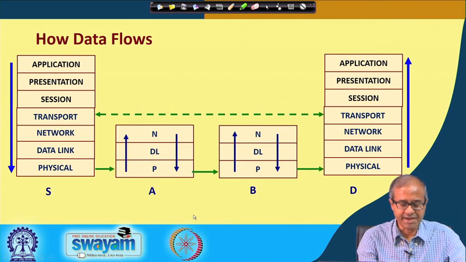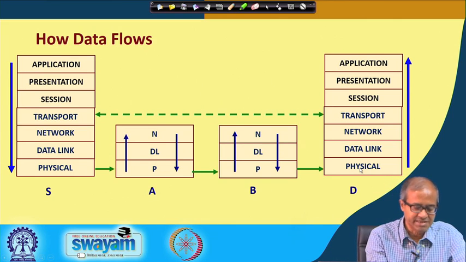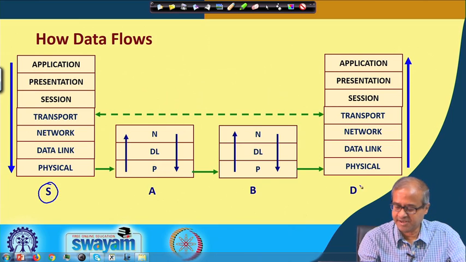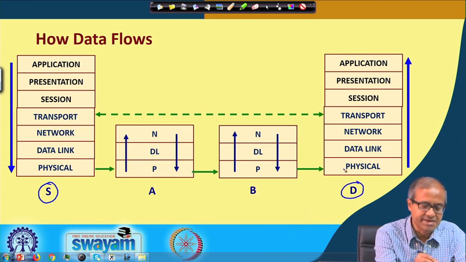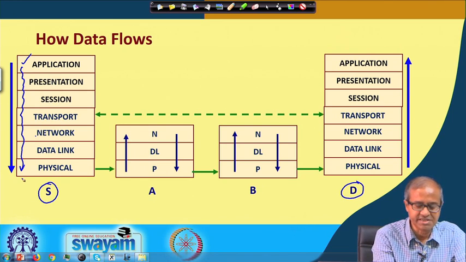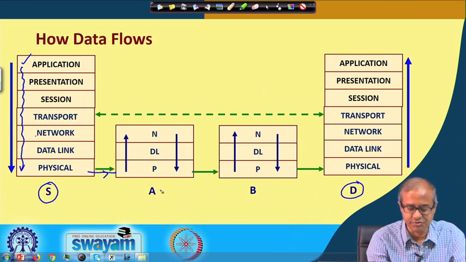Now, the way data flows can be clear from this picture. You see, this is the source, this is the final destination. The data starts from the application, it flows through these 7 layers, application to presentation to session to transport, network, data link, physical, and once it reaches the physical layer, it actually gets physically transmitted to the next node.